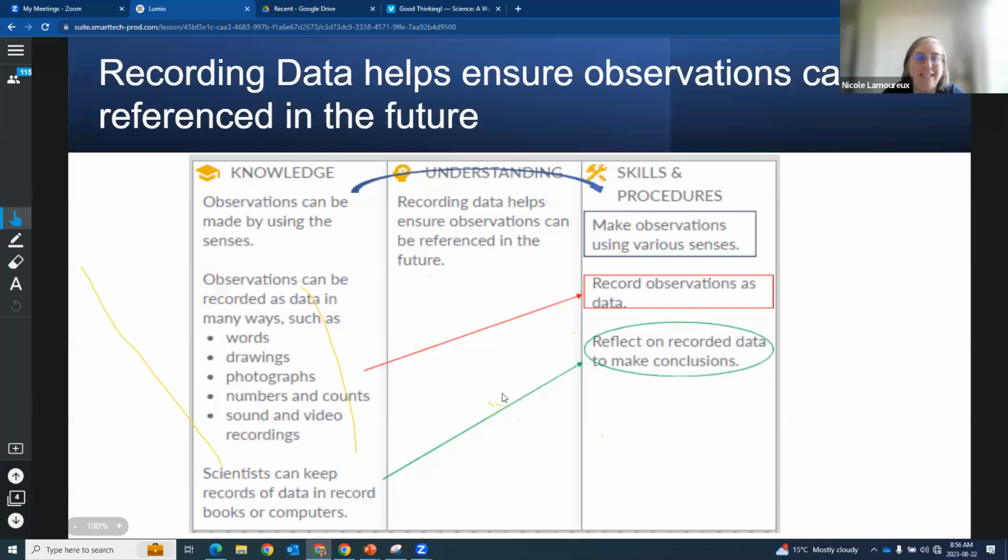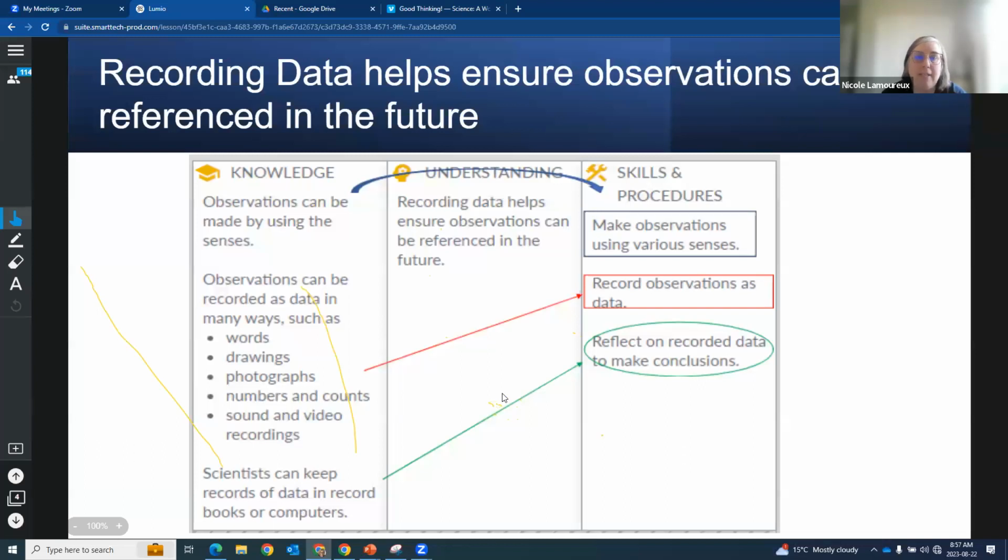Record observations as data. Then it gives you the parameters. What do they need to know in grade 1? Well, observations can be recorded as data in many ways, such as, and then they list it. The "such as" we know means you want to give them a sampling, but you don't have to do it all. Of course, words and drawings and photographs they're familiar with, but we can do video recordings of their investigations, or numbers and counts, so bringing in that math. And then they need to reflect on recorded data to make conclusions.